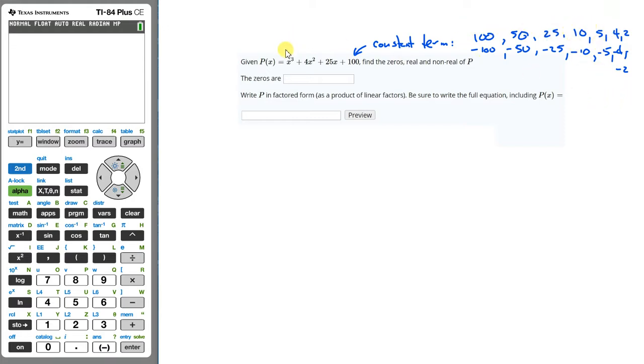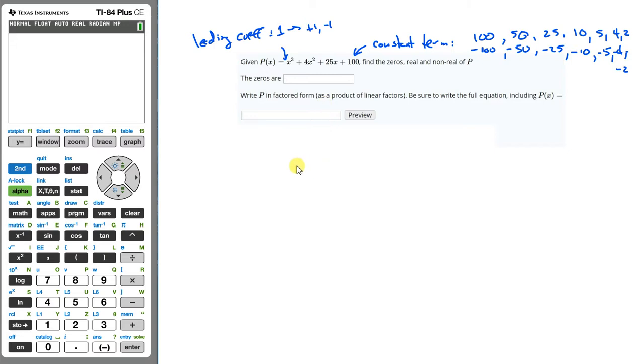What are the factors of the leading coefficient? It's the coefficient of the highest power term. My leading coefficient here is 1. What are the factors of 1? Factors of 1 are just plus 1 and minus 1.